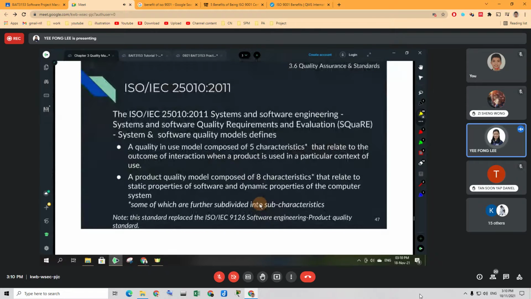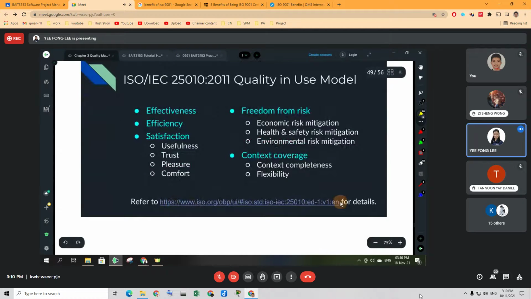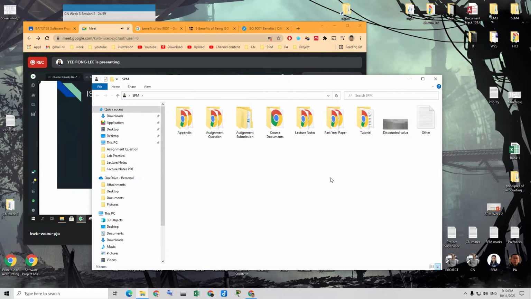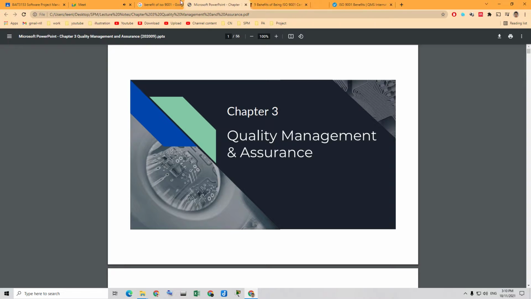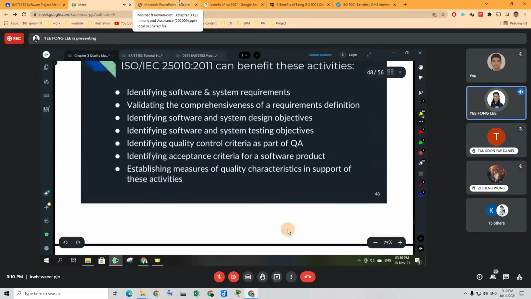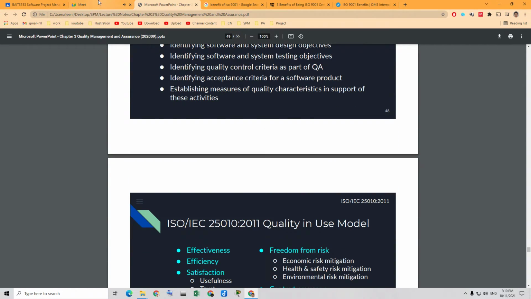Okay, we look at the next slide here. There is a link here, slide number 49. If you want to know more in detail on ISO 25010, click on the link. This is a standard guideline for system and software engineering. See? System and software engineering.